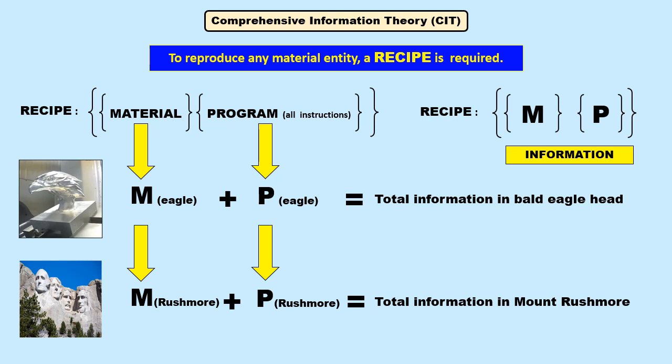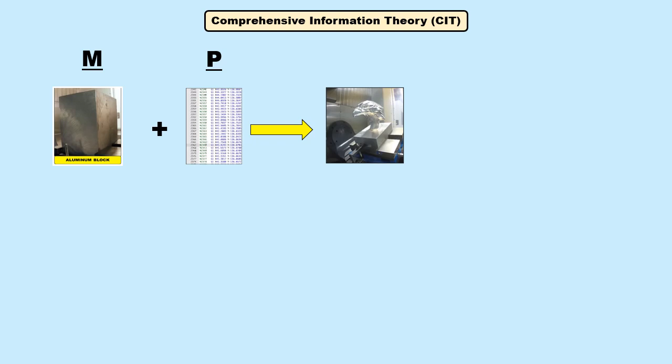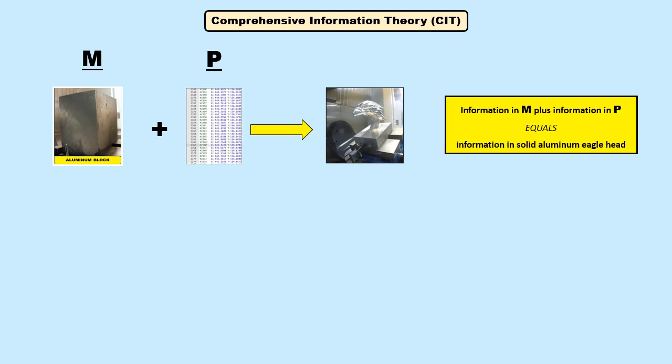You may already get it, but just in case not, let's quickly review this. For the bald eagle head, we placed a block of aluminum in the CNC machine, and programmed the CNC machine with the G-code. The G-code program executed, and the desired result was obtained. An amount of information, M plus P, is associated with producing that material entity, and that's the information in the solid aluminum bald eagle head.